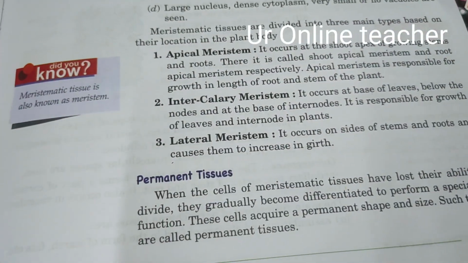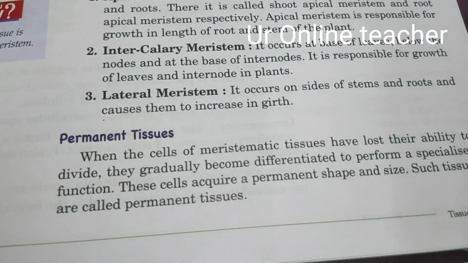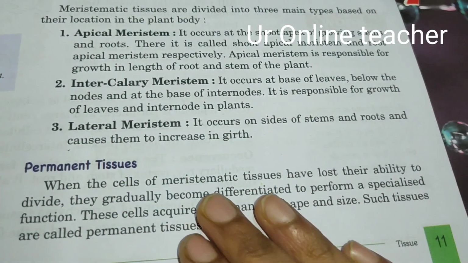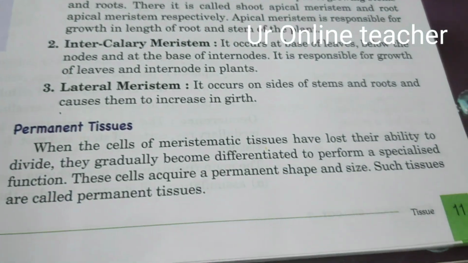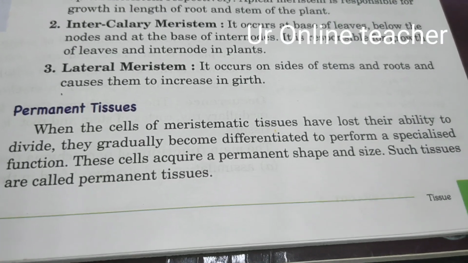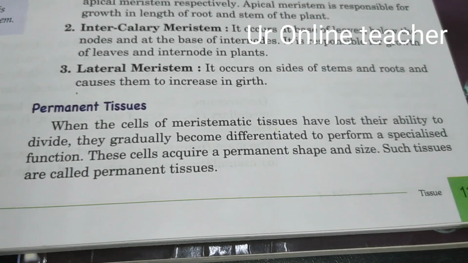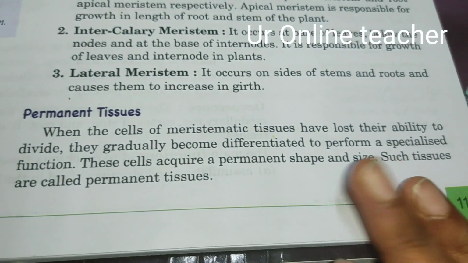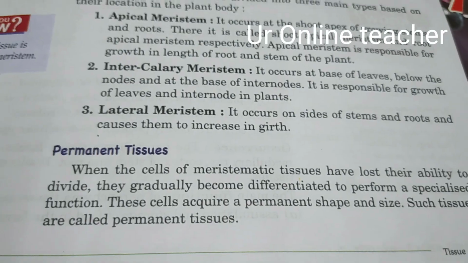Then permanent tissues: when the cells of meristematic tissues have lost their ability to divide. So these meristematic tissues, after so many years, will lose their ability to divide and will differentiate to perform a specific function, specialized functions. Then they will take a permanent shape and size and they will become permanent tissues. So what are permanent tissues? What are their characteristics?